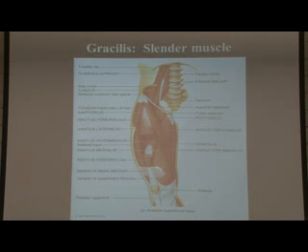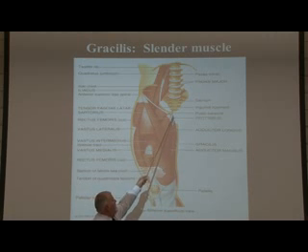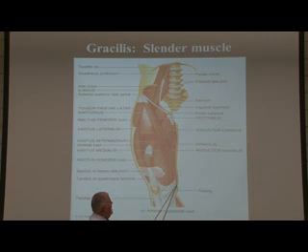Then gracilis is a slender muscle. So we have a very slender muscle that is on our inner thigh, and it runs from the pubic bone all the way down to the knee area here. It's kind of interesting because if you look at its action, it's an adductor.